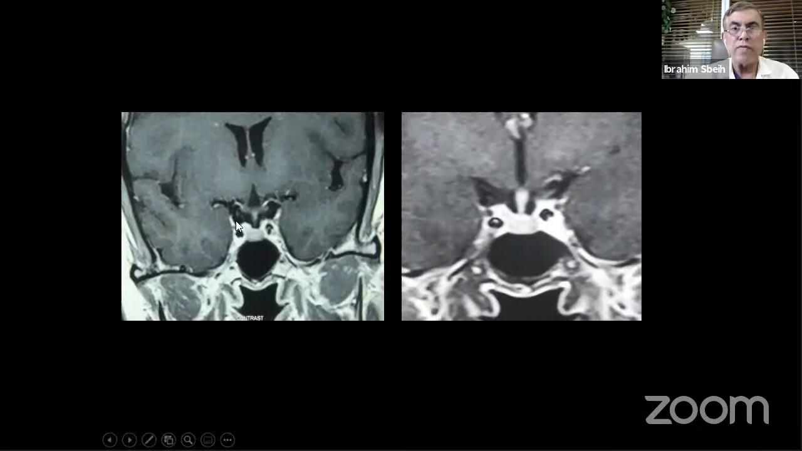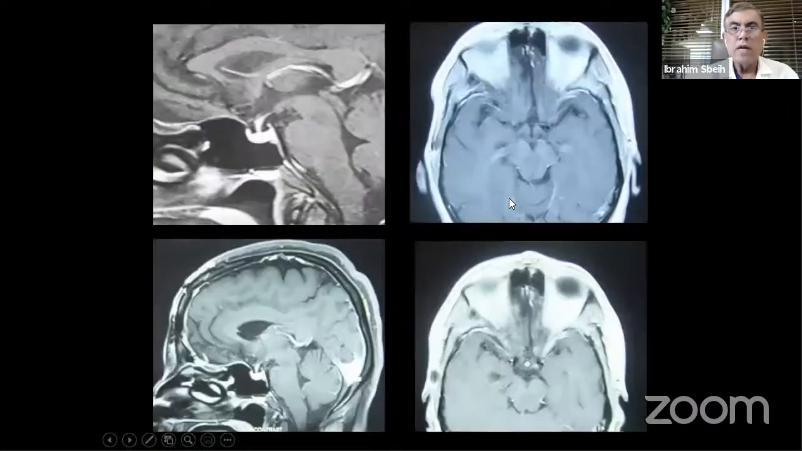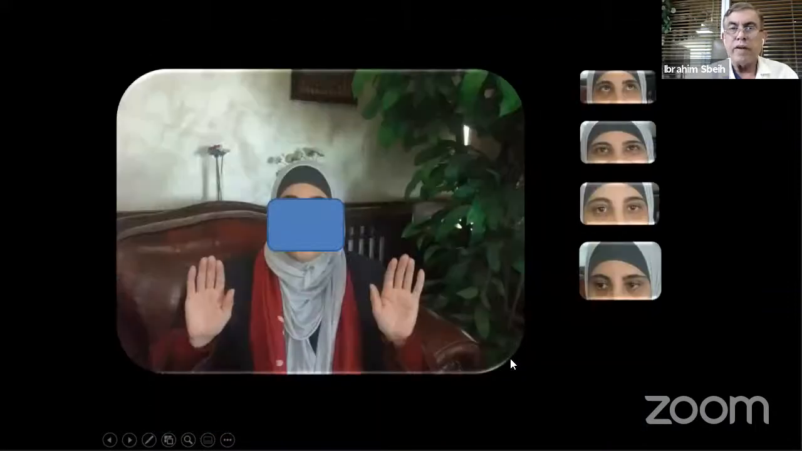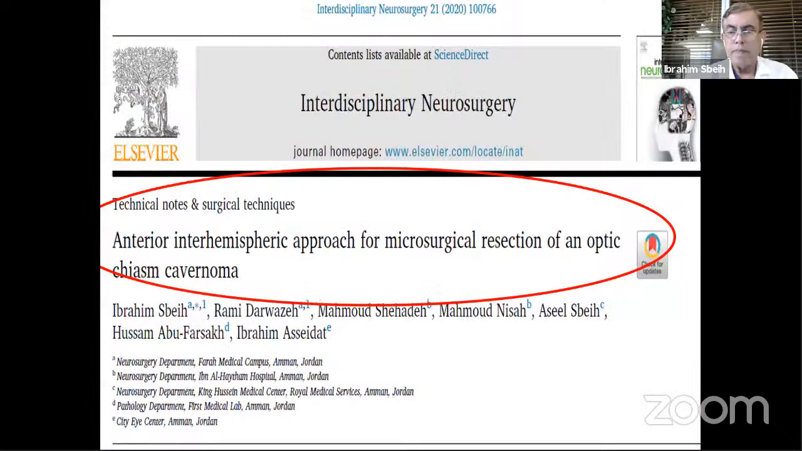Post-operative, you can see that we have removed the lesion. And this is long follow-up of this patient. She did very well. Most importantly, her vision improved, and not only subjectively, but also objectively.